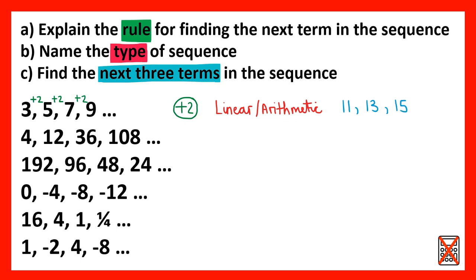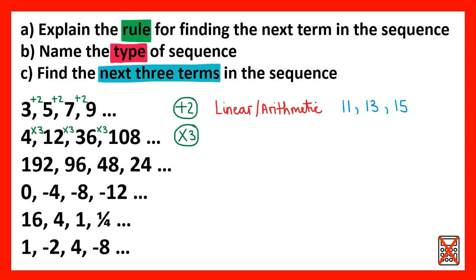For the next question, you can see that there is no common difference. In fact, we are multiplying by the same value to get from one term to the next, and we call this a common ratio. In this case, the common ratio is 3, since we're multiplying by 3 to get from each term to the next. So the term-to-term rule would be described as multiplying by 3.